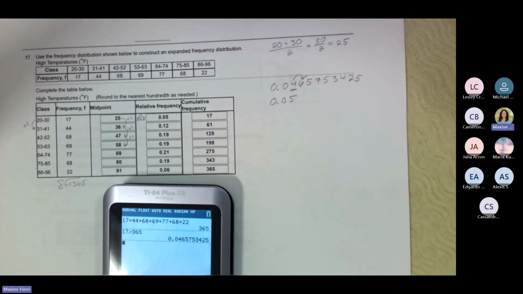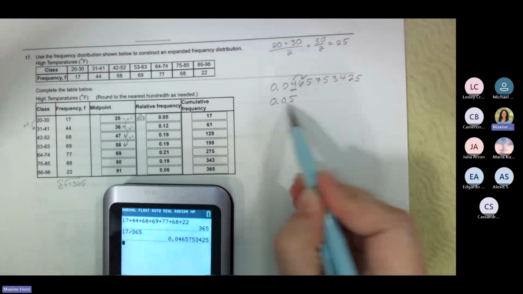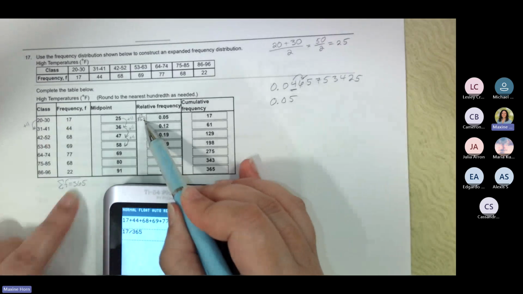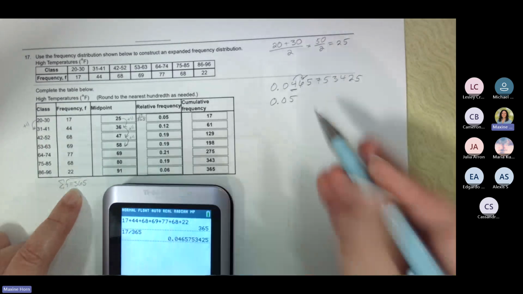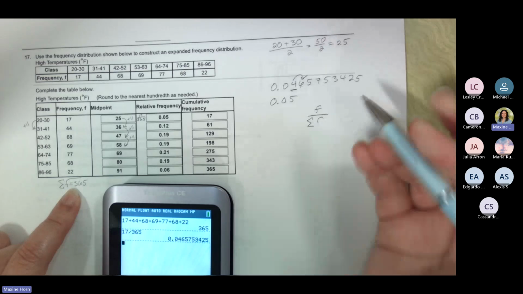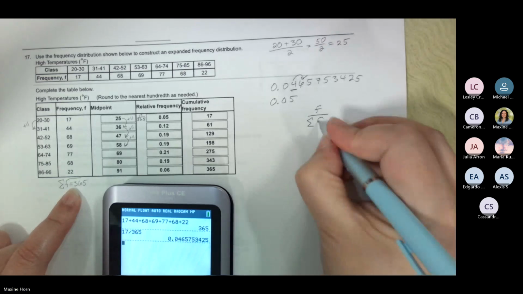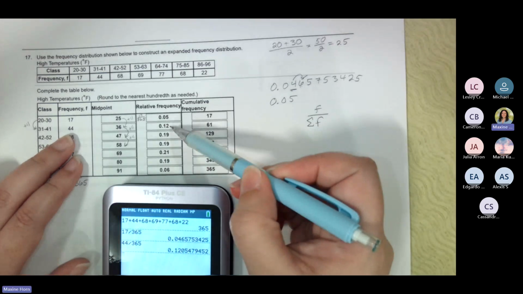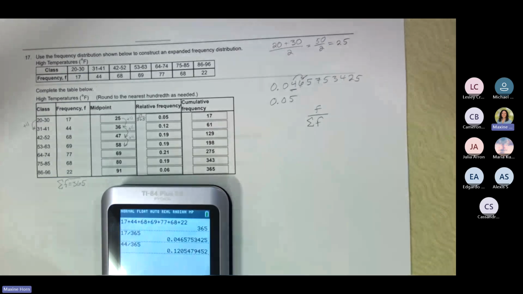All right, so that's how we're getting the 0.05: we took the frequency of the class and divided it by the sum of the frequencies, right? And that's what we're going to do for each of these, right? 44 over 365 rounded to 2 decimals is 0.12, so on and so forth. You get the idea. All right, cumulative frequency.